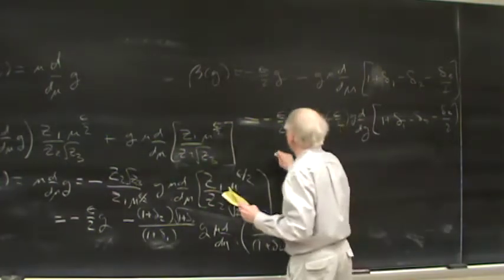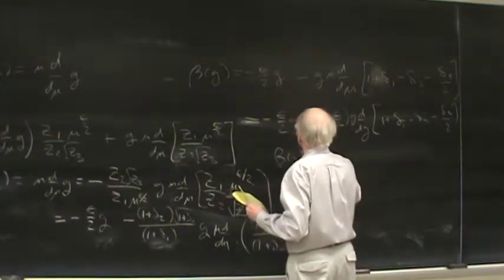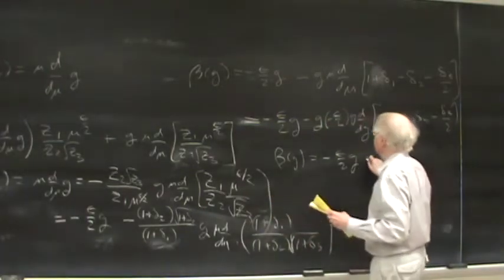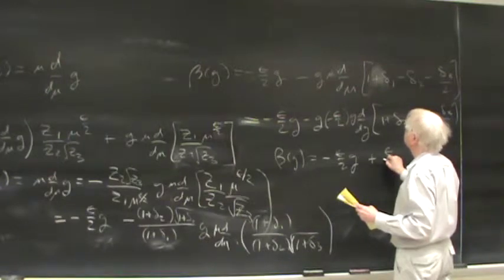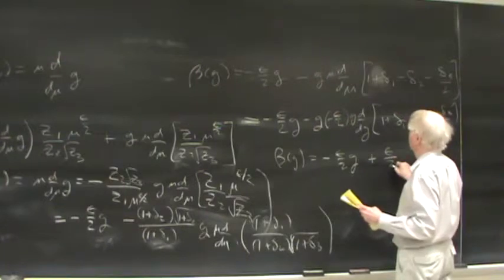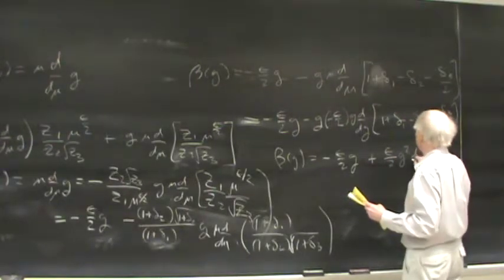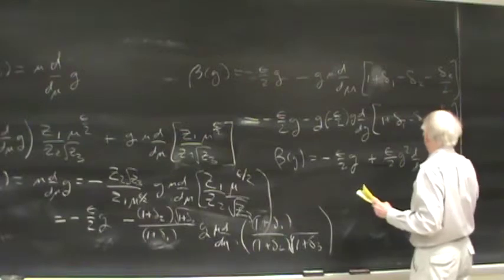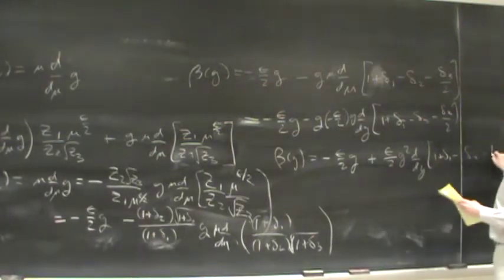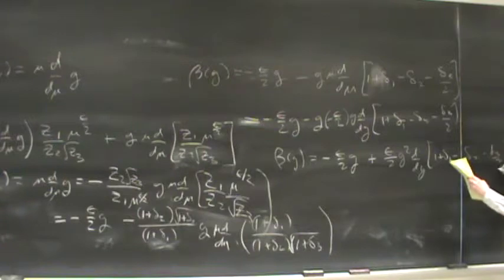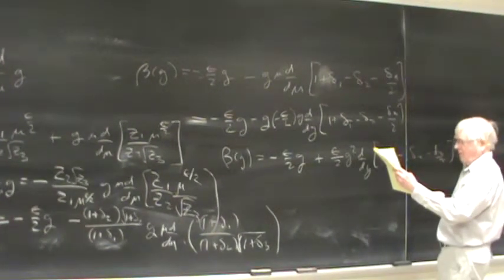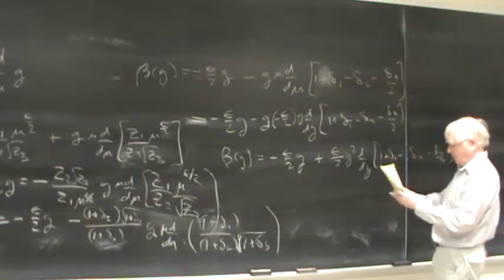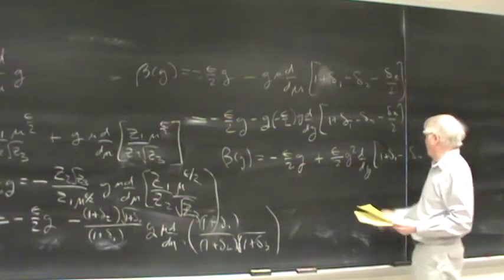And so altogether then beta of g is minus epsilon over 2g plus epsilon over 2 g squared d/dg of 1 plus delta 1 minus delta 2 minus delta 3 over 2. What is that epsilon over 2 doing there? I'm a little concerned. Oh, right. So the epsilon is going to go away in a moment. Okay, so I'm not worried about that epsilon.